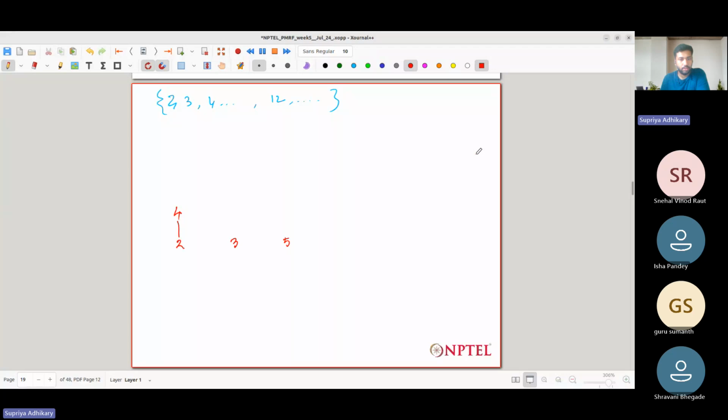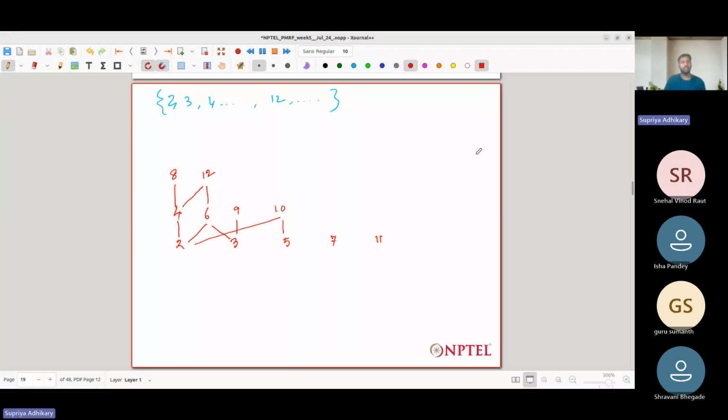6 is divisible by both 2 and 3. 7 is divisible by none of them. 8 is divisible by 4. 9 is divisible by 3. 10 is divisible by 5 and 2. 11 is divisible by none of them. And 12 is divisible by 6 and 4. Okay, so this is the diagram for the first 12 elements.